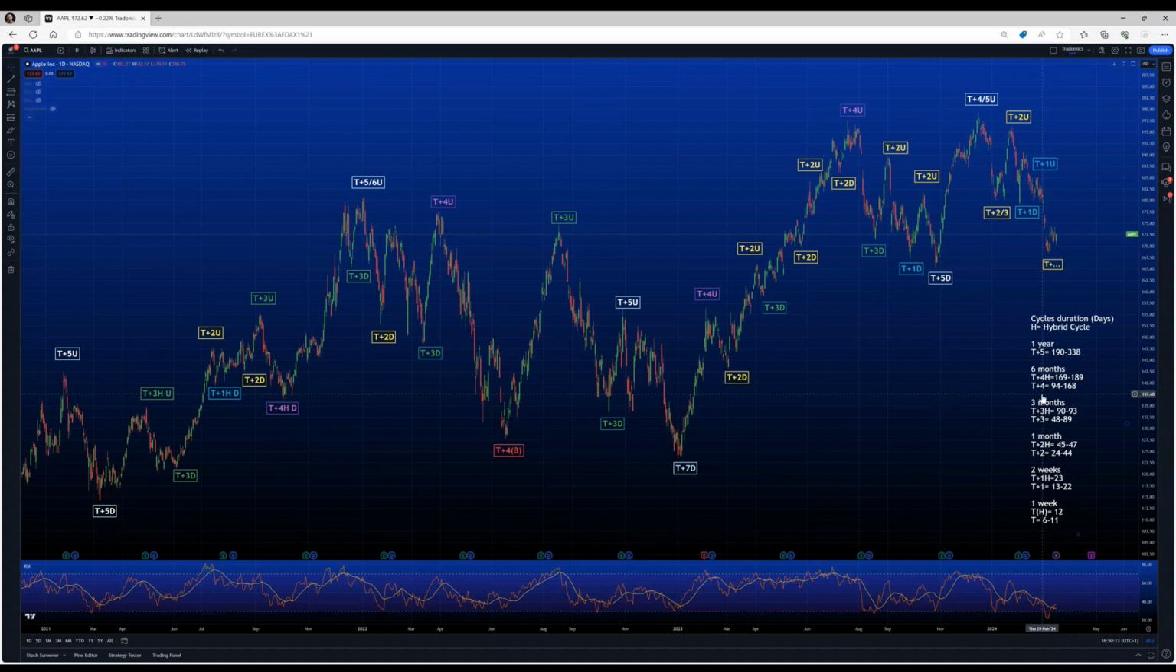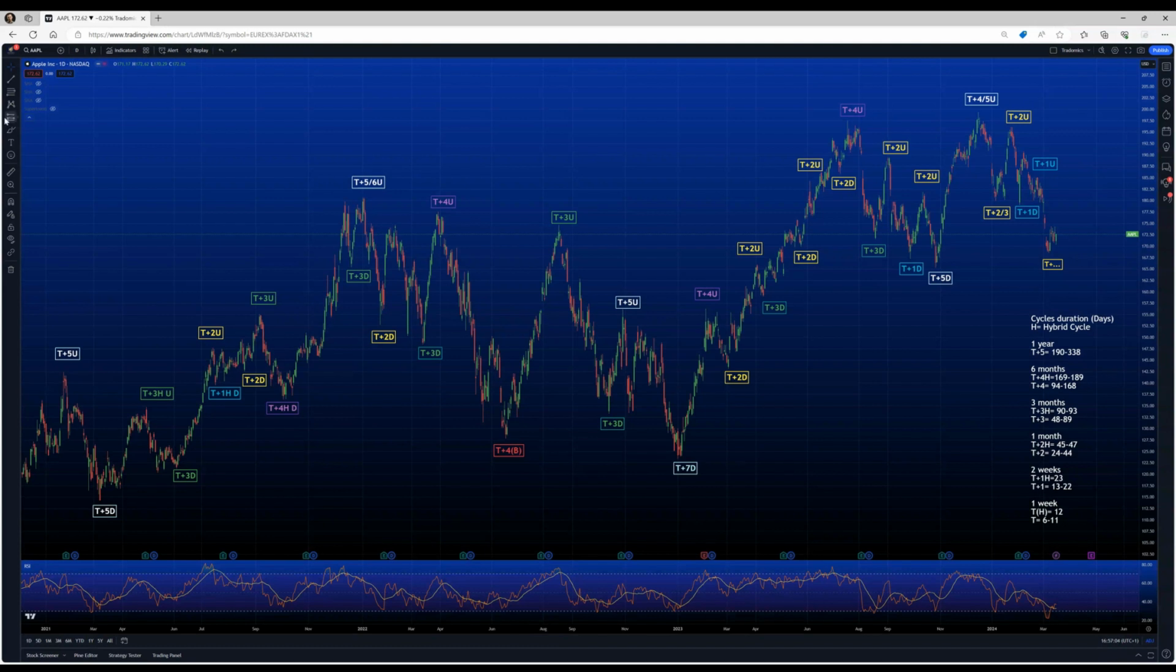T plus 4 is a 6-month cycle between 94 and 168 days, and a T plus 4H between 169 days and 189 days. A 3-month cycle is between 48 and 89 days. A monthly cycle is between 24 and 44 days. A bi-weekly cycle is between 13 and 22 days, and 1 week or a weekly cycle is between 6 and 11 days.